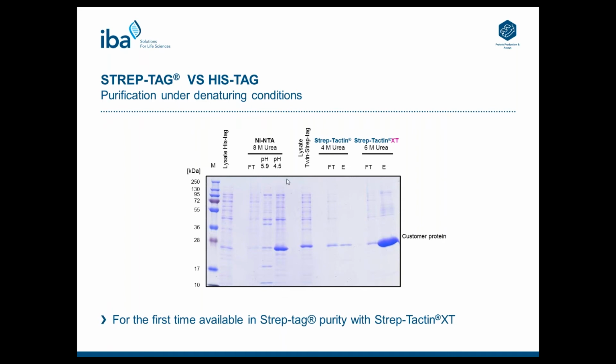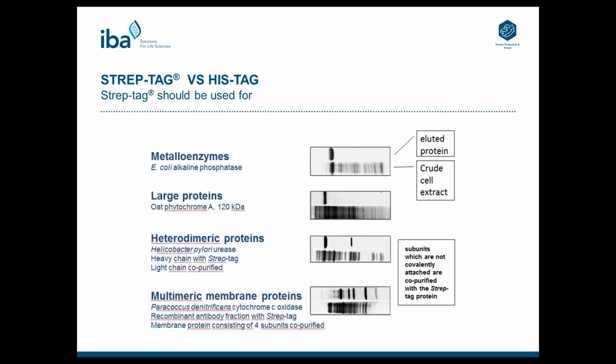The SDS gel shows that the protein is eluted during the second low pH elution step, which is done at pH 4.5. We have compared this to a purification with 4 molar urea on Strep-Tactin, which is not suitable for denaturing conditions, as you can see, because the Strep-Tactin is not stable under these conditions. And we have used 6 molar urea on Strep-Tactin XT resin. What you see is that one elution step is sufficient to elute the protein, and that the amount and purity of the target protein is much higher compared to His-tag purification under denaturing conditions.